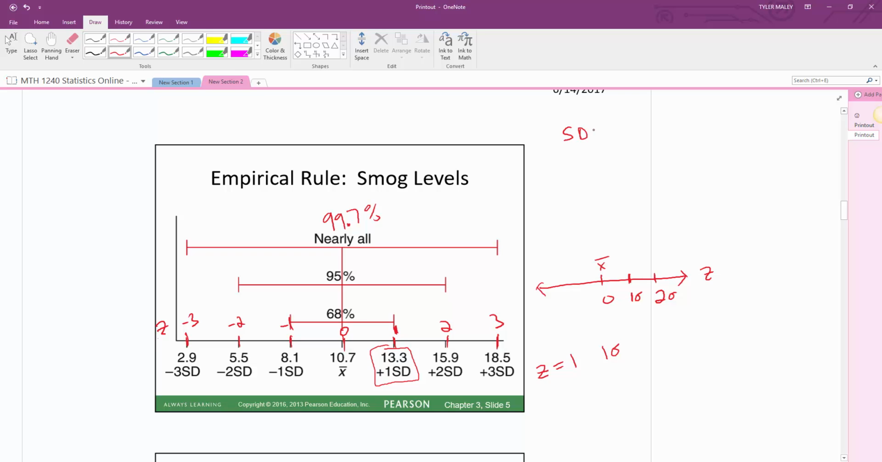so standard deviation, whoops. So we know that x bar, the mean, is 10.7 from before, and the standard deviation is 2.6. If I want to go one standard deviation out, it means there is 2.6 in between here and here. So I need to take 10.7 plus 1 times 2.6 if I want to go 1 away. This would give me 13.3. If I want to go 2 out, I would take the mean 10.7 plus 2 times the standard deviation of 2.6, and that's where I get 15.9, and so forth.